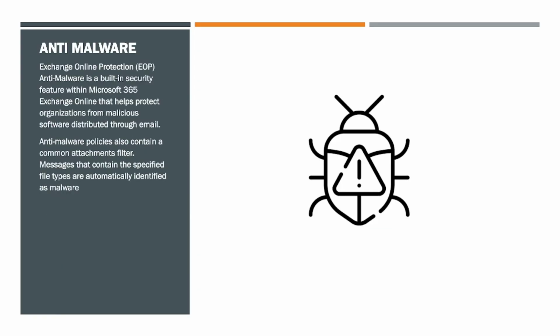Exchange Online Protection EOP Anti-Malware is a built-in security feature within Microsoft 365 Exchange Online that helps protect organizations from malicious software distributed through email. Anti-malware policies also contain a common attachment filter. Messages that contain the specified file types are automatically identified as a malware.